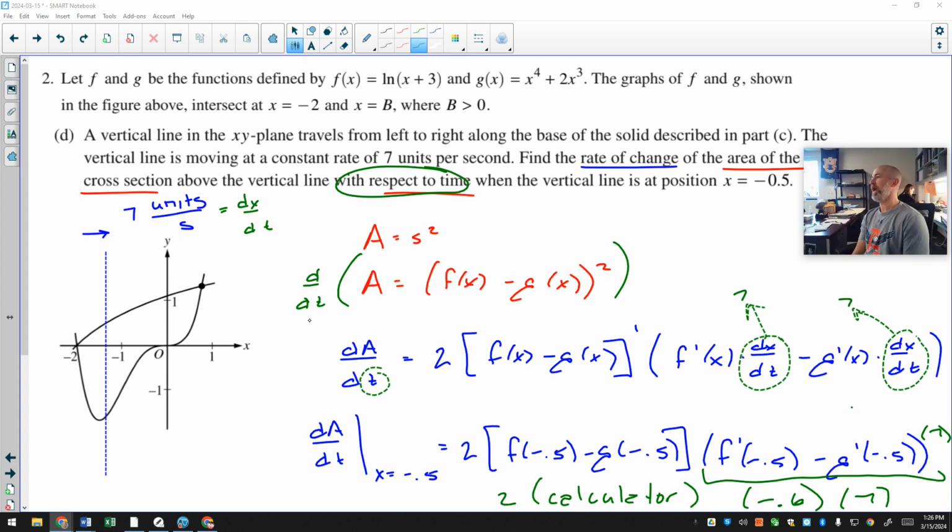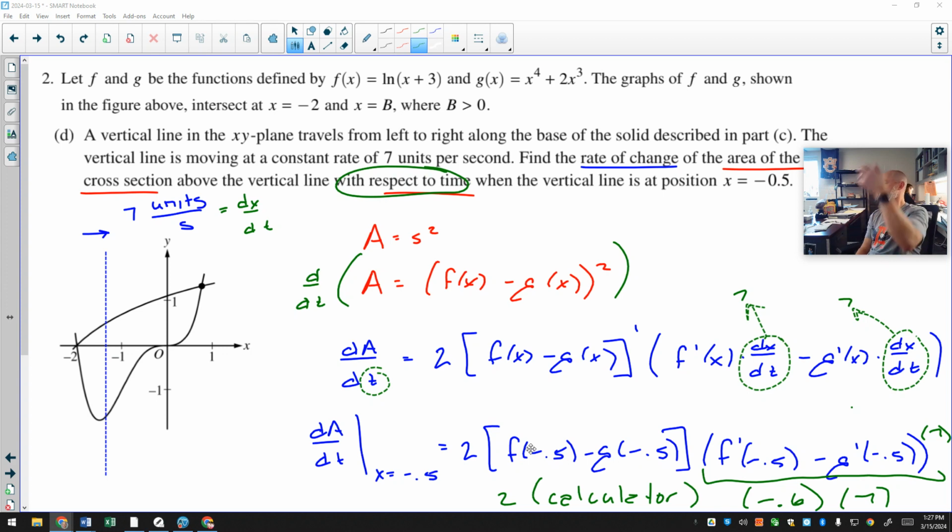But I found the derivative, and this is a chain rule. f minus g squared, bring the 2 down, leave f minus g alone. Then we multiply by the derivative of the inside, which would be f prime of x, but that's an x, not a t, so we have to multiply by dx/dt for both of those. dx/dt is the 7 that they gave me. So dx/dt is 7, so I put a 7 in there for the dx/dt's, actually factored it out. And then you plug in the negative 0.5.